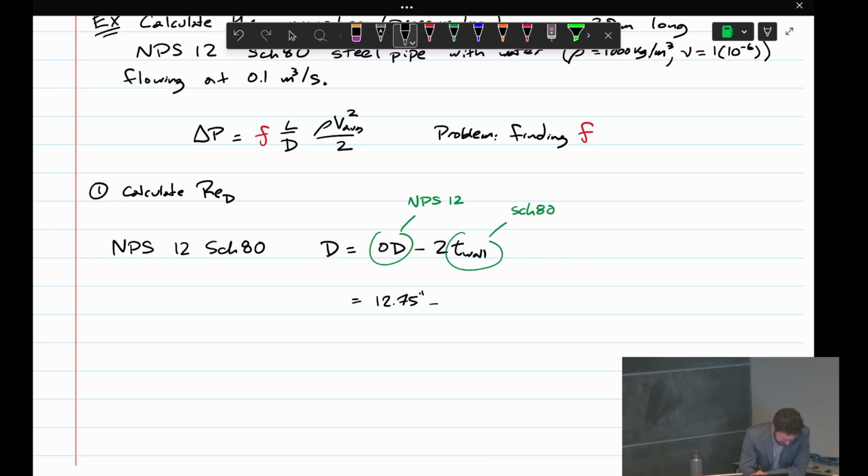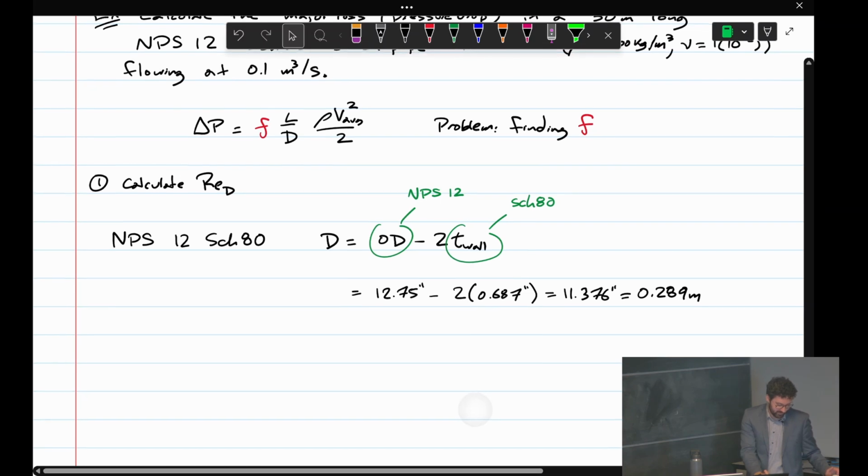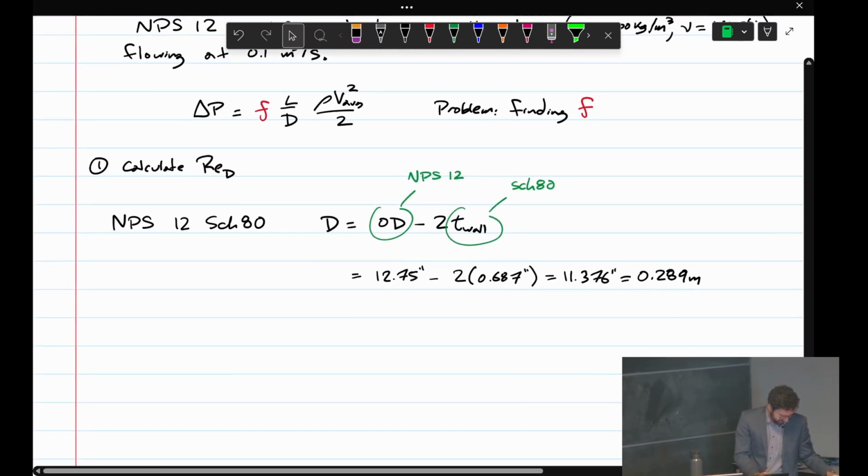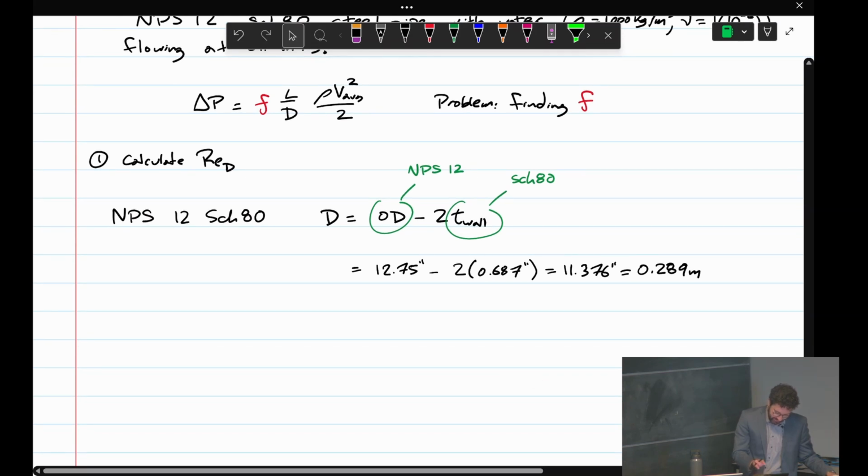So that's 12.75 inches minus 2 times 0.687 inches, which is 11.376 inches. So I'm going to convert that back to metric because all our other flow quantities are metric. So we're just going to look up the NPS 12, which is usually given in imperial units. But the Wikipedia article is really nice because it also gives it in metric directly in the table. So I could have also just read the metric quantities off the table. So anyways, we've got the internal diameter of the pipe.